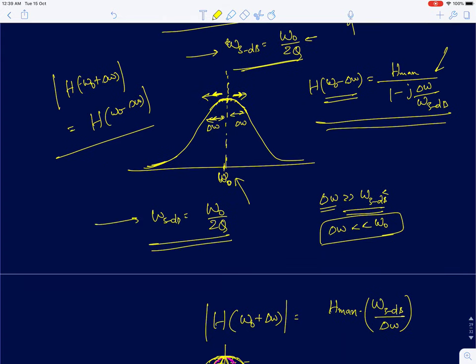Now that we have discussed that a bandpass transfer function can be expressed as a frequency translated low pass characteristic, you need only two parameters to characterize a low pass characteristic. One is H max, the maximum gain, and the other is the 3 dB frequency, which is omega naught by 2Q. Here I'm already assuming that we know omega naught, once we have frequency shifted it. So the only remaining omega 3 dB also contains information about the Q of the transfer function.